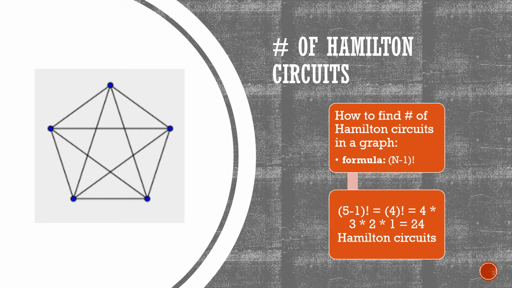In order to find the number of Hamilton circuits in a complete graph, we use the formula n minus 1 factorial, where n is the number of vertices. In this example, with 5 vertices, we subtract 1 from 5 and then find 4 factorial, which leaves us with 24 Hamilton circuits. Be careful, because the number of unique Hamilton circuits is actually half that number, so there are 12 unique Hamilton circuits.